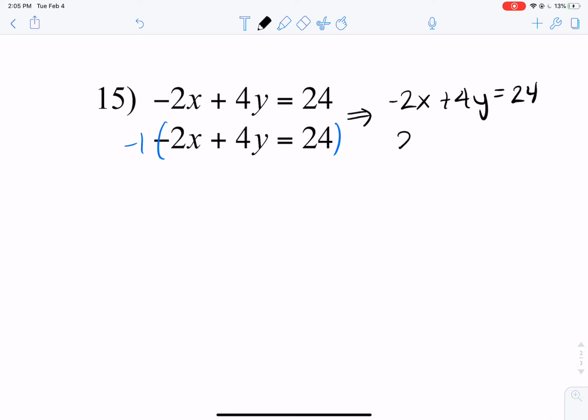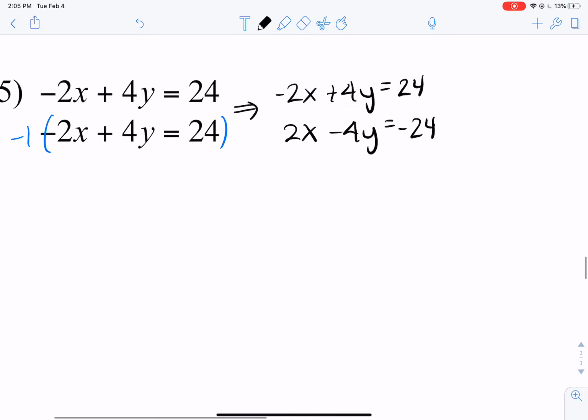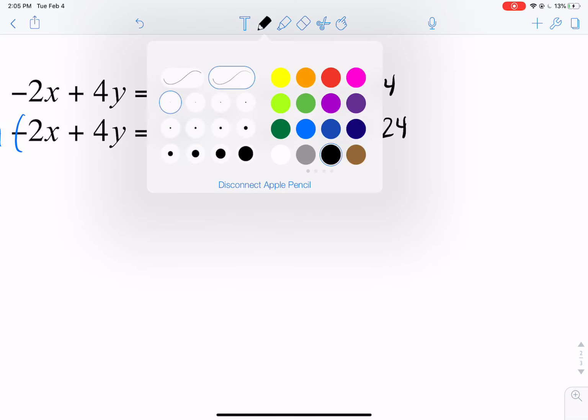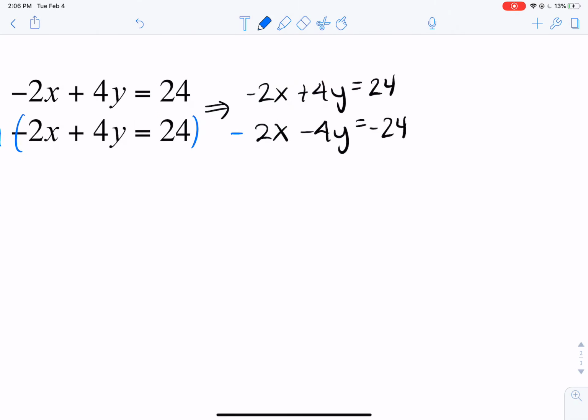Negative becomes positive. Positive becomes negative. And positive 24 becomes negative 24. All right, so now let me add downwards. And look at this. This eliminates. Negative 2, positive 2 is 0. Positive 4, negative 4 is also 0.